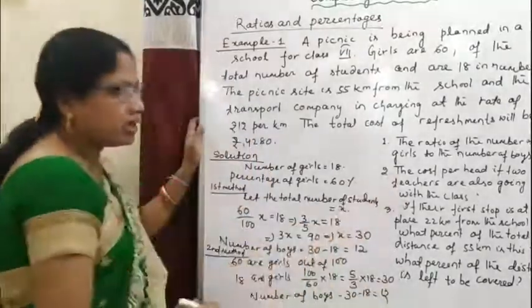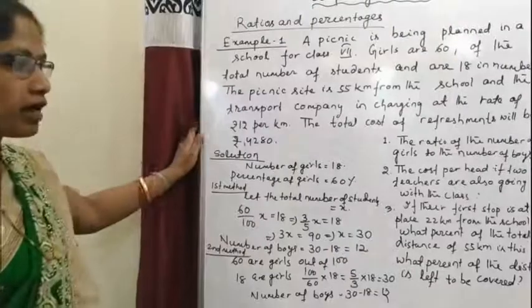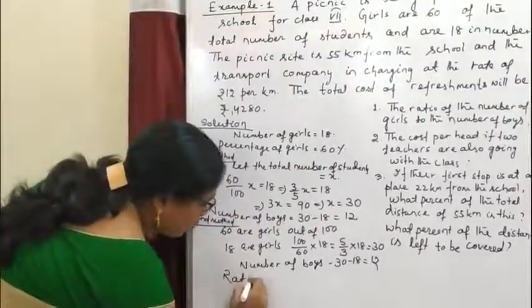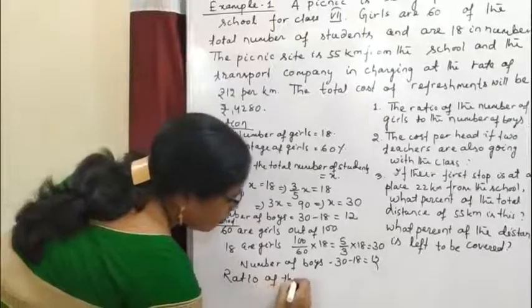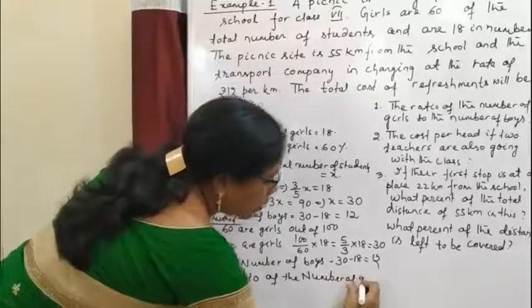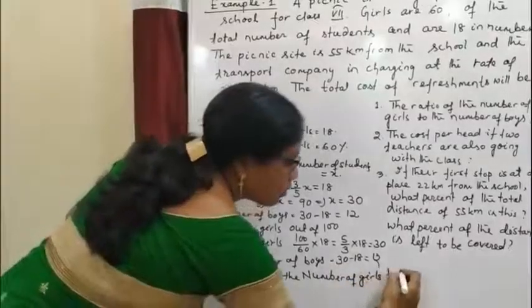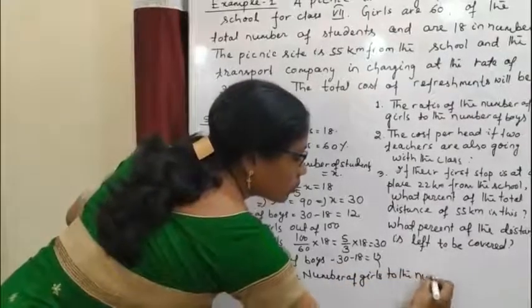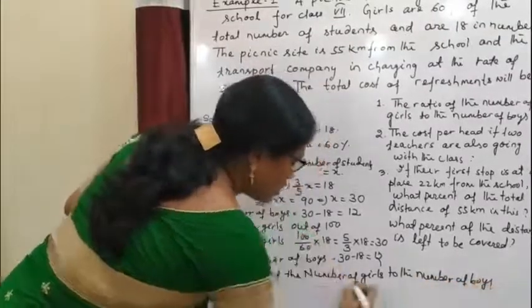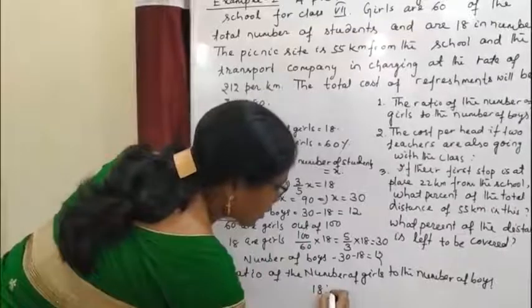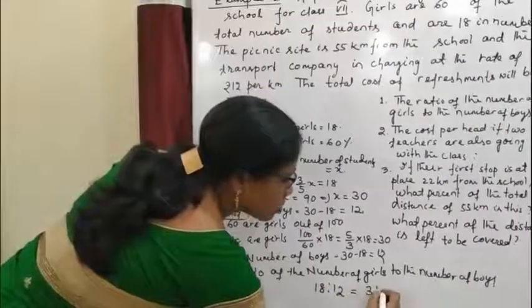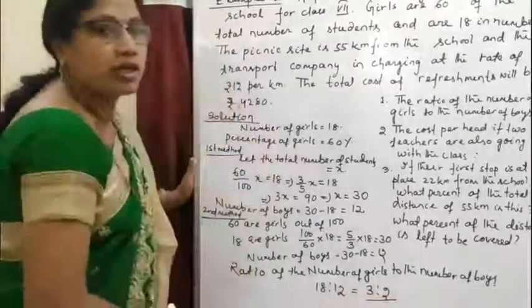But the question is the ratio of the number of girls to the number of boys. So ratio of the number of girls to the number of boys is equal to 18 is to 12, or that is equal to 3 is to 2. So the ratio is 3 is to 2.